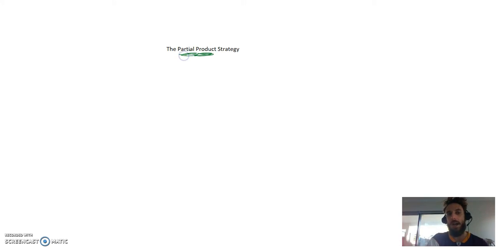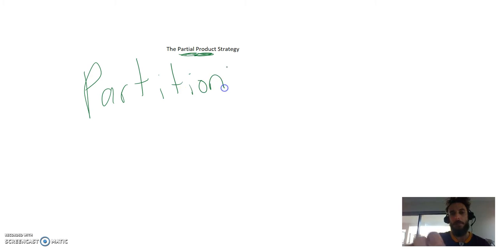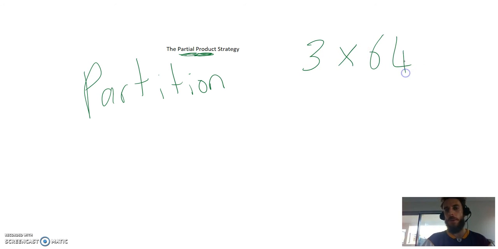The partial part, well, that shares a lot of similarities with the word partition. And remember, partitioning is a strategy that we look at in maths, which is breaking down our maths into easier to do chunks. Partial obviously means a part of. So when we partition or when we do the partial product strategy, we do a part of a problem at a time. So let's look at one such as 3 multiplied by 64.